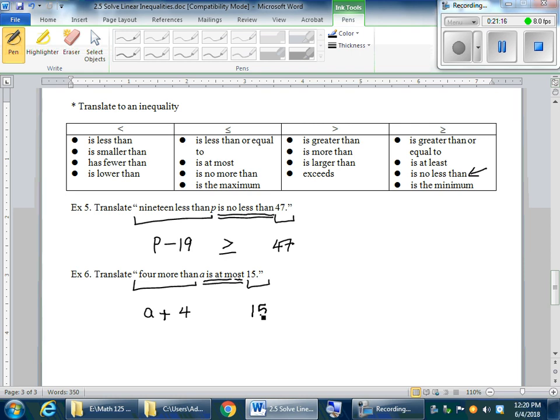It says that the left hand side value is at most 15. So you cannot go past 15, which means it must be less than or equal to. At most, the most you can go is 15. And that will end this session.